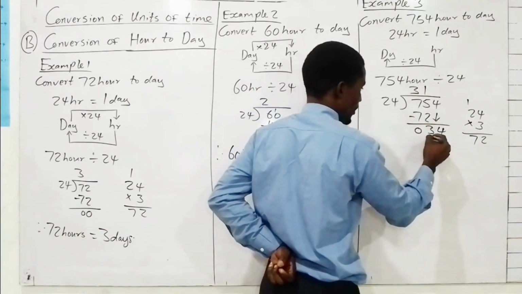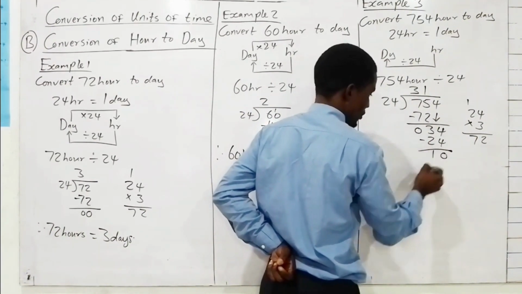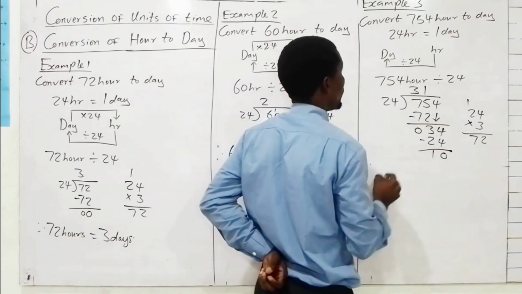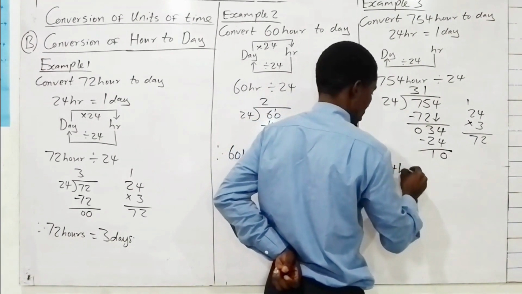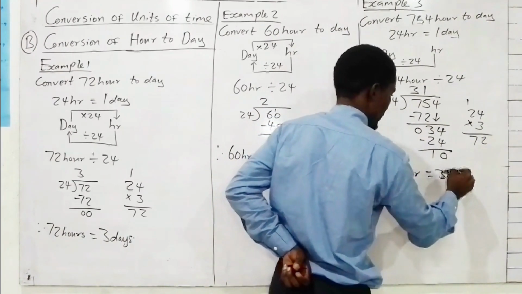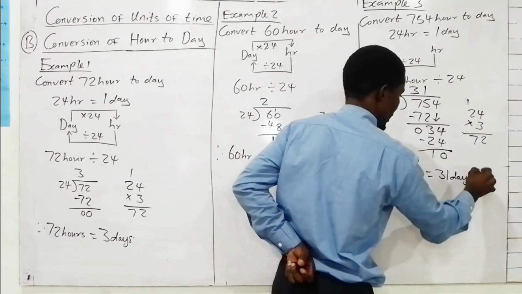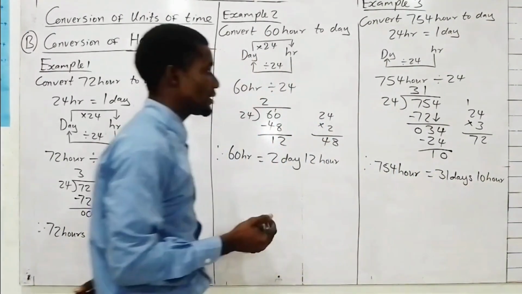1 times 24 gives us 24. We subtract 34 minus 24 and get 10. So therefore, 754 hours equals 31 days and 10 hours.